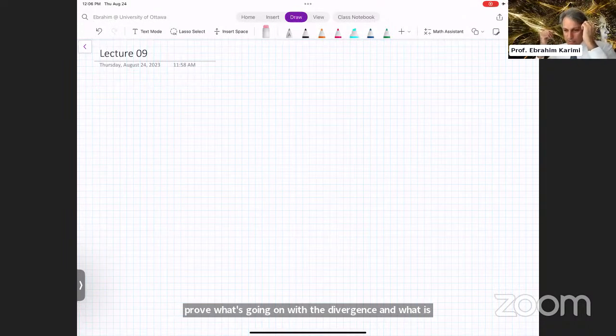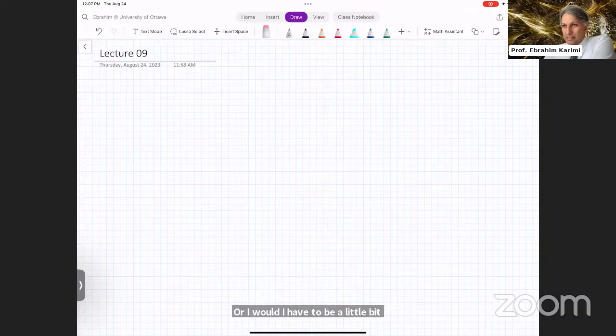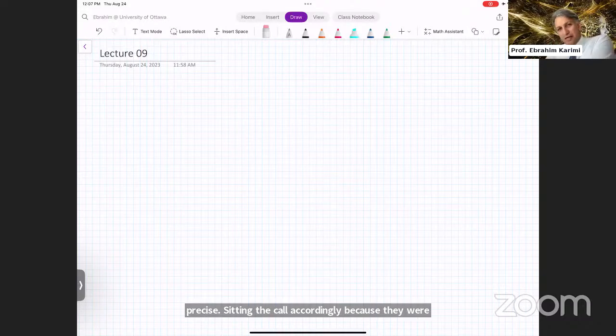And we did the calculation for one specific coordinate, which was a circular cylindrical coordinate, because there was another example that I mentioned, the elliptical cylindrical coordinate, or you can go with spherical coordinate, which will be given in assignments soon, or maybe today, or at most by tomorrow.